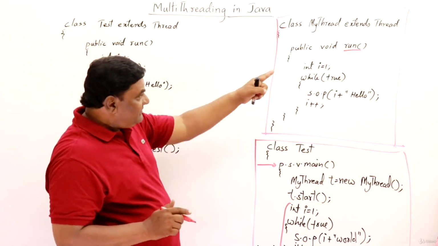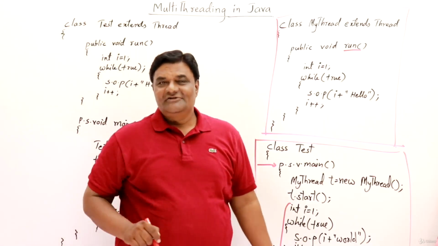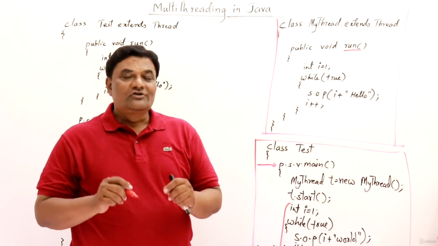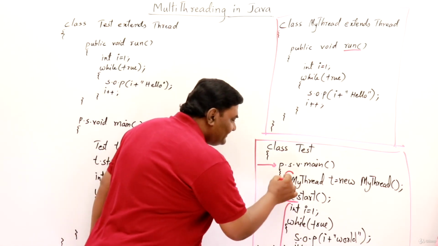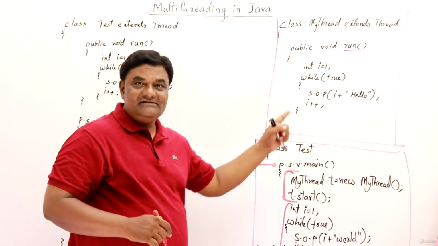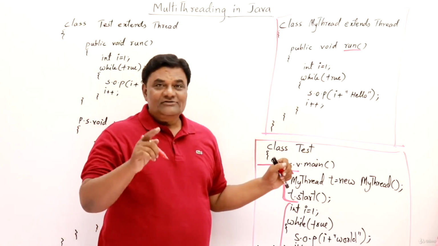Now we have to run the thread. For running the thread, we should not call the run method, we should call the start method. So these two lines are starting that thread. So what is the method?